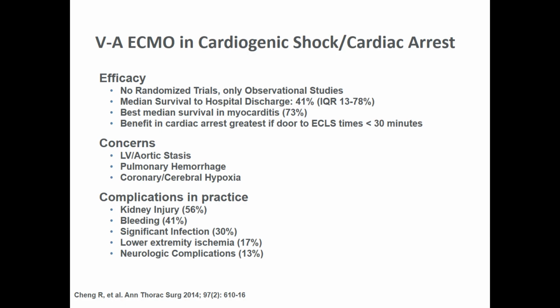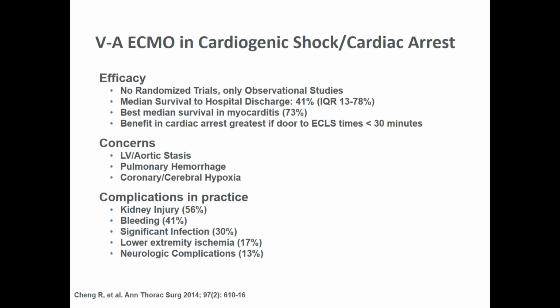With regard to the efficacy of veno-arterial ECMO in patients with cardiogenic shock or post-cardiac arrest, there really are no large randomized trials. There are only observational data. These observational data suggest a median survival to hospital discharge that remains low at 41%. The best survival appears to be when ECMO is used to support patients with myocarditis, where survival to discharge may approach 70%. And the benefit appears to be greatest if the time to institution of aggressive support in patients with shock is less than 30 minutes, girding the rationale for aggressive identification of shock and early institution of mechanical support.